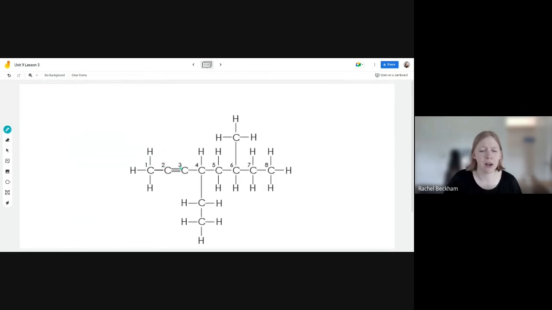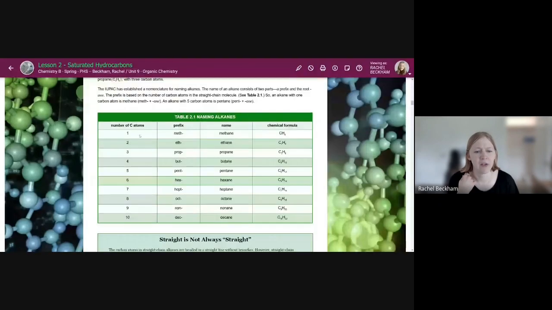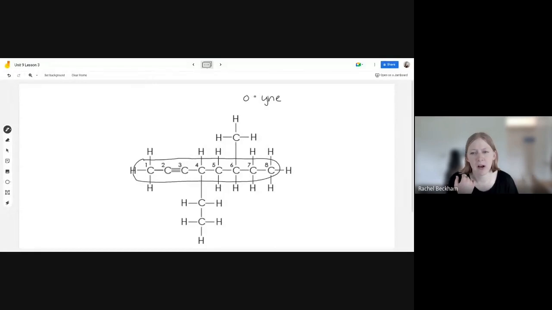First of all, we have another triple bond. And so I'm going to go ahead and write down that the name ends in YNE. We know that because there's a triple bond. Now let's find the parent branch. Again, it's right here. So what is the prefix for 8? 8 carbons. If you look right here, the prefix for 8 is oct. So the name will be octyne.